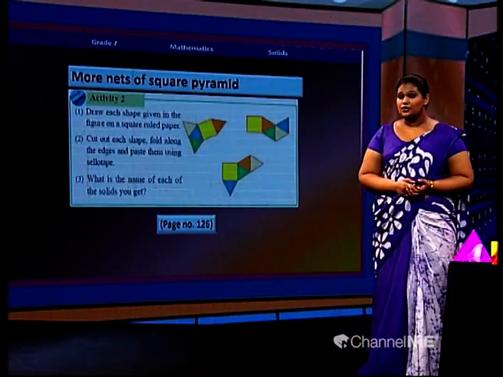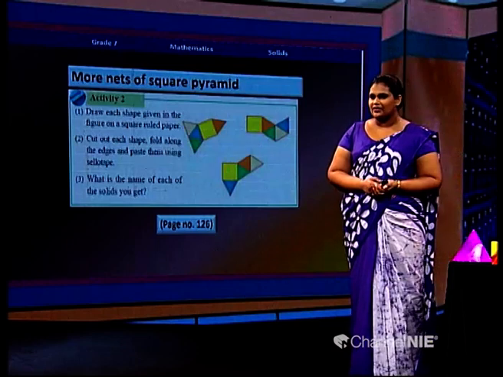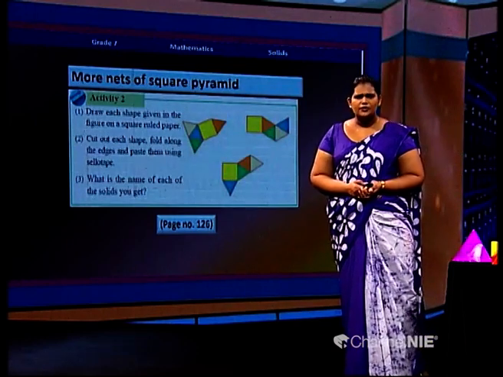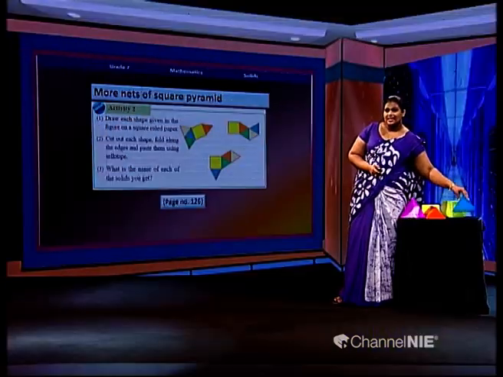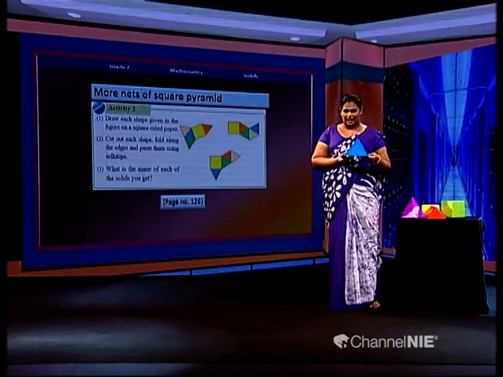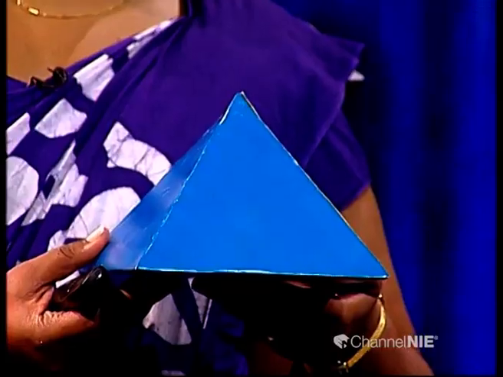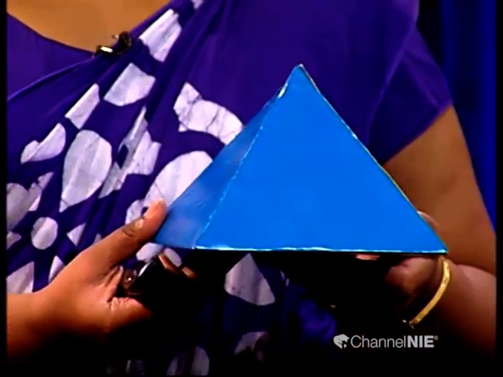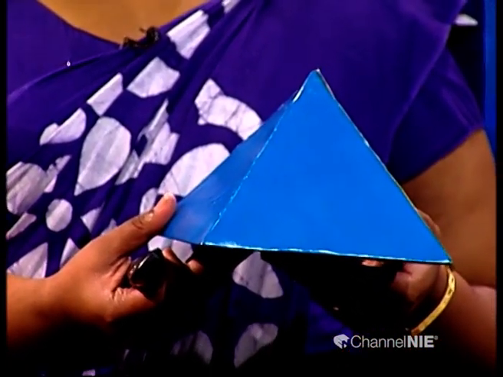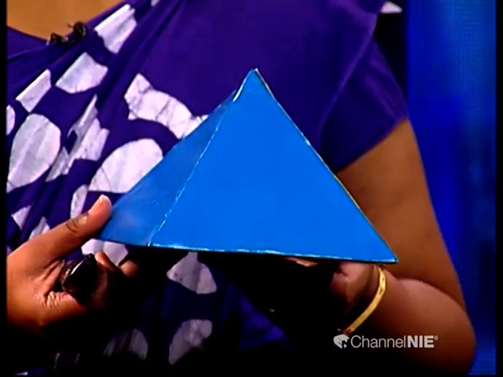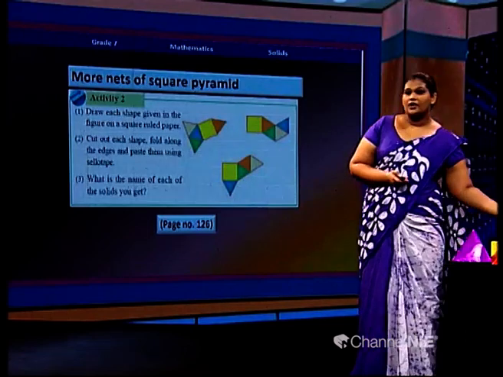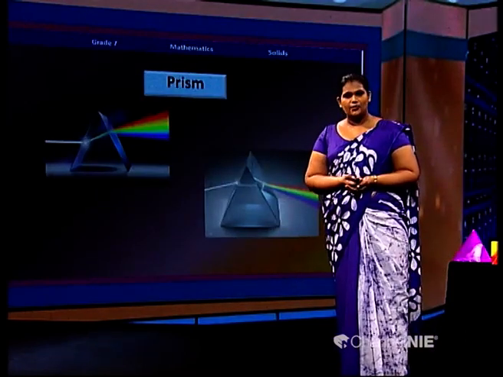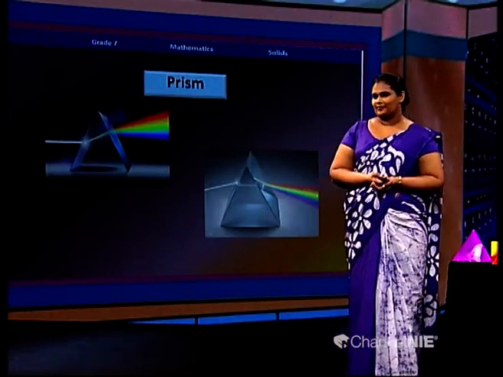Now quickly do it with the help of your parents. What do you get? Once again, you can obtain a square pyramid. Then we can come to a conclusion that to make a square pyramid, we have more than one net. Right. Next, we will move on to the prism.